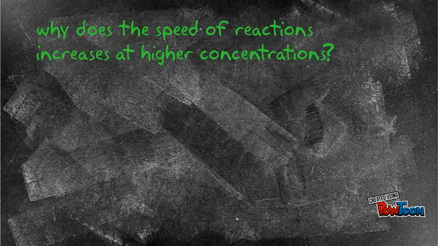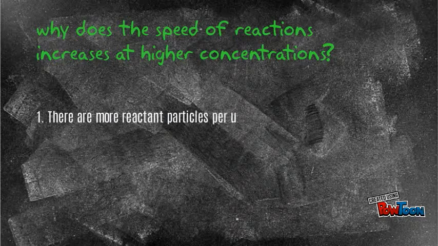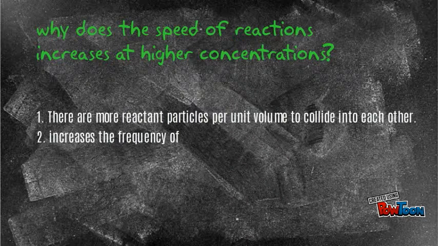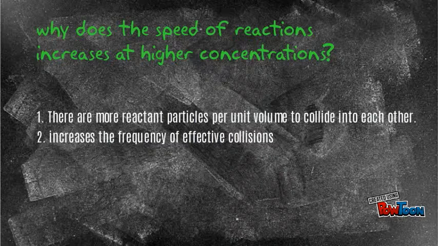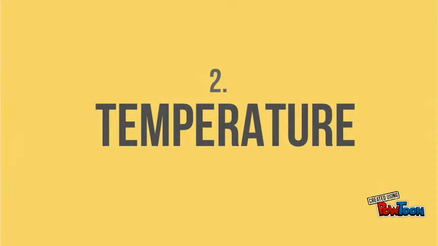So why does the speed of reaction increase at high concentrations? At high concentration, there are more reactant particles per unit volume to collide into each other. This increases the frequency of effective collisions and thus increases the rate of reactions. Temperature has the biggest effect on rate of reaction.